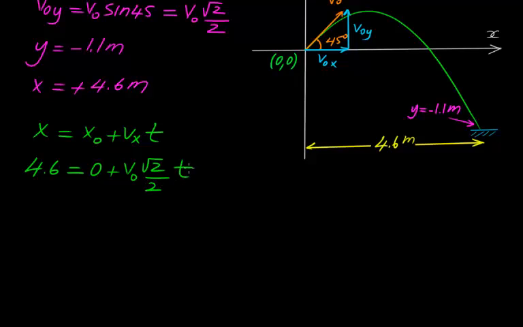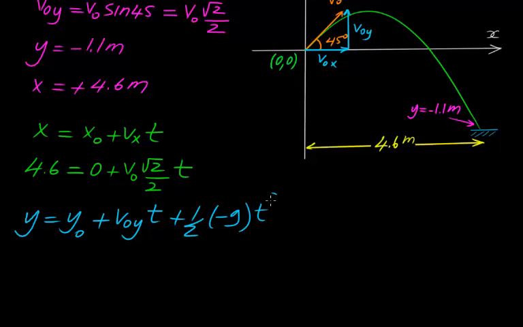Notice that this equation has two unknowns, therefore we cannot solve for the time because the v0, the initial velocity, is not known to us. Because of that, we can try the motion along the vertical. Since along the vertical we know the y displacement, let's use an equation that relates the y displacement to the time: y equals y0 plus v0y times t plus 1/2 negative g times t squared. The y is equal to negative 1.1.